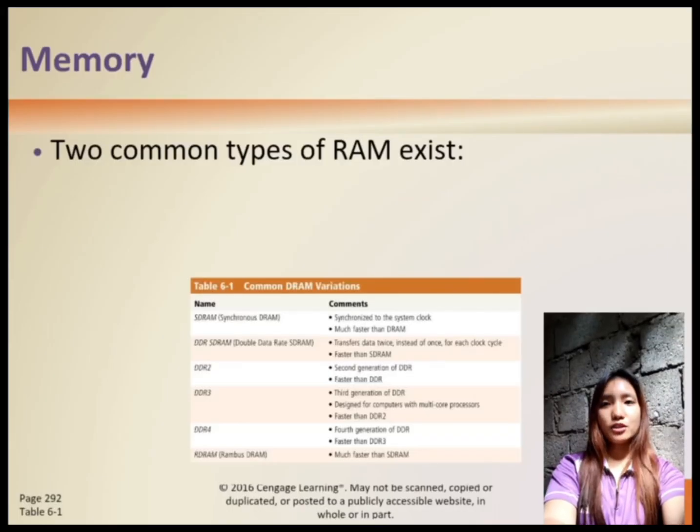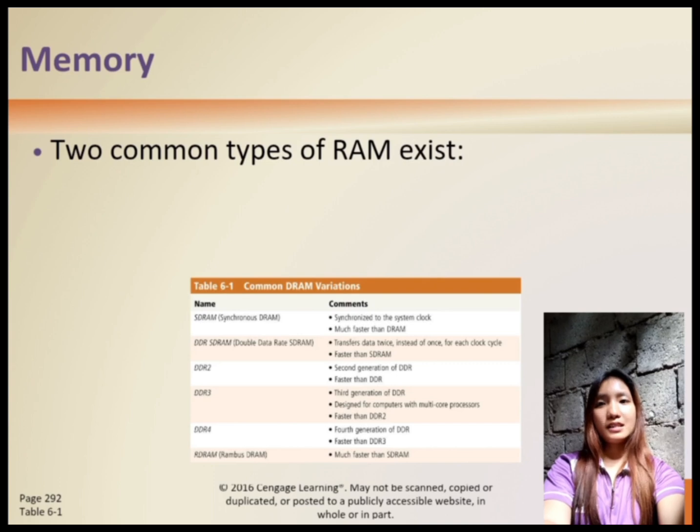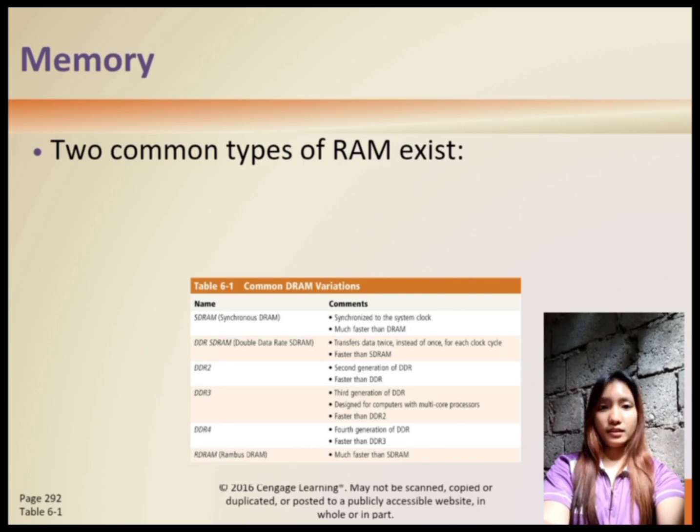The two main types of RAM, random access memory. Dynamic RAM, or DRAM. This is the most common type of RAM. It is relatively inexpensive but slower than SRAM. The table shows different generations of DRAM: SDRAM, DDR SDRAM, etc. Each is faster than the previous one.